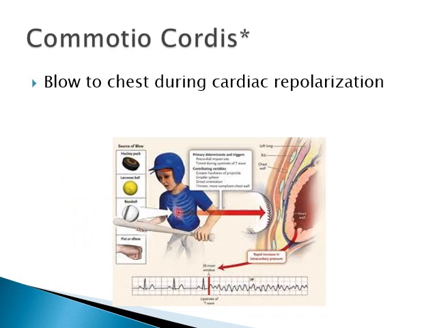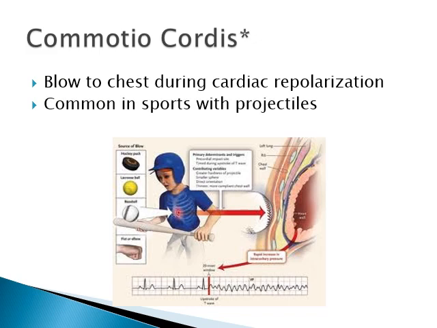Commotio cordis is a blow to the chest during cardiac repolarization. So essentially what happens with commotio cordis is that an individual takes a very focal blow to the chest. You see here in the picture, they're showing the example of a batter in baseball. During the cardiac repolarization, it has to happen right at that point. However, it is always a possibility. And what essentially happens is you get a ventricular arrhythmia because of that. So it throws off that electrical conduction.